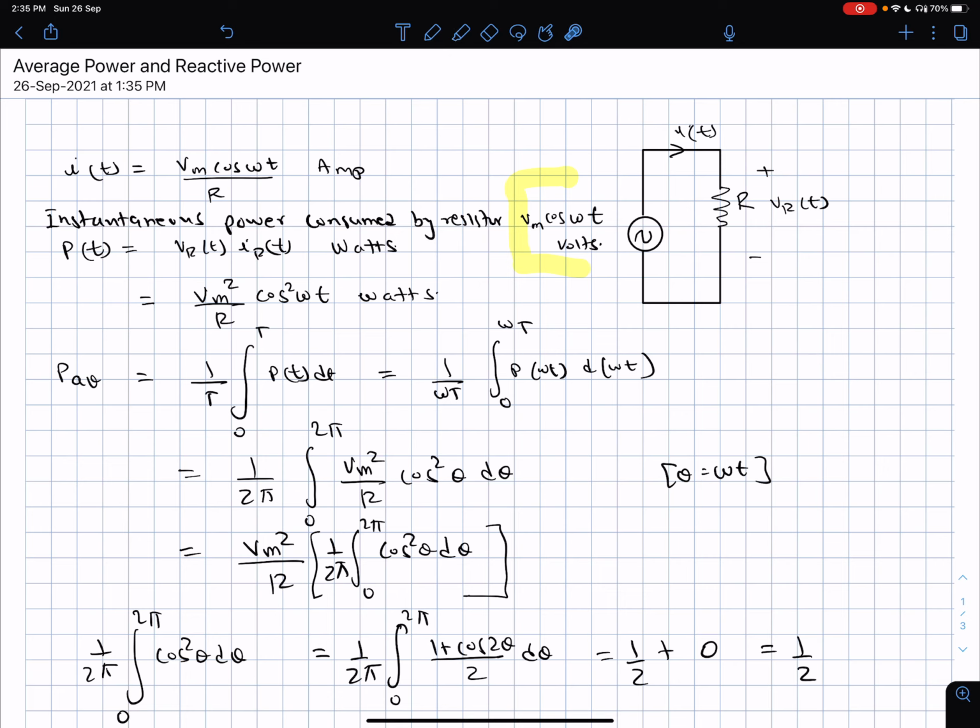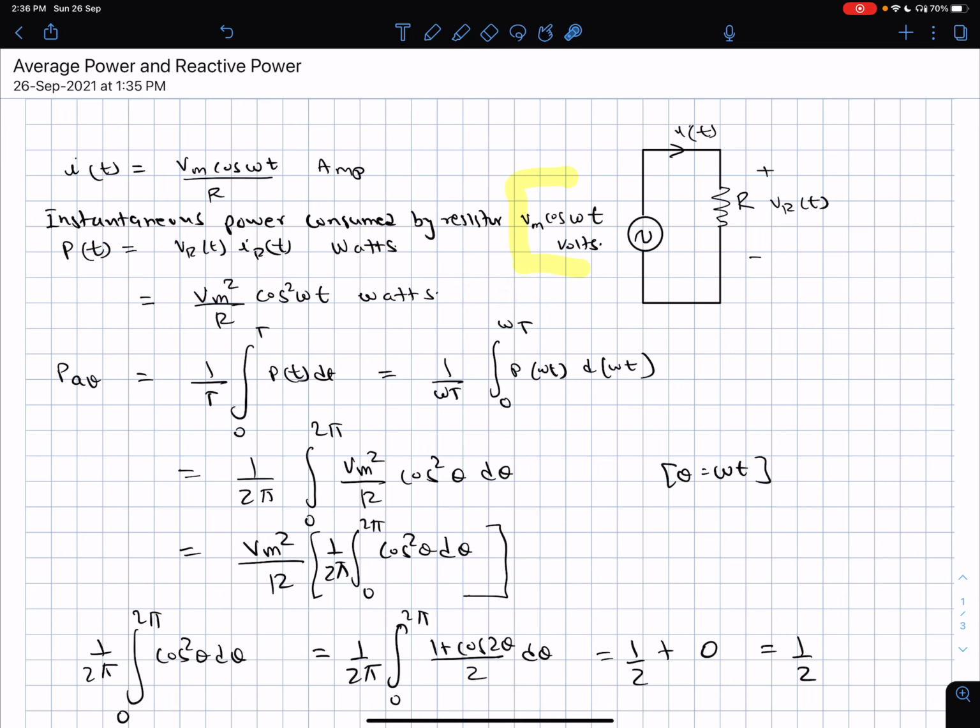And so therefore the instantaneous power will become Vm square cos square omega t, because both current and voltage are cos of omega t. Vm appears here, Vm appears here, resistor comes in the denominator, cos square of omega t. So if you plot this instantaneous power, it's a cos square signal. Because it is cos square, it is always non-negative, so greater than or equal to 0.